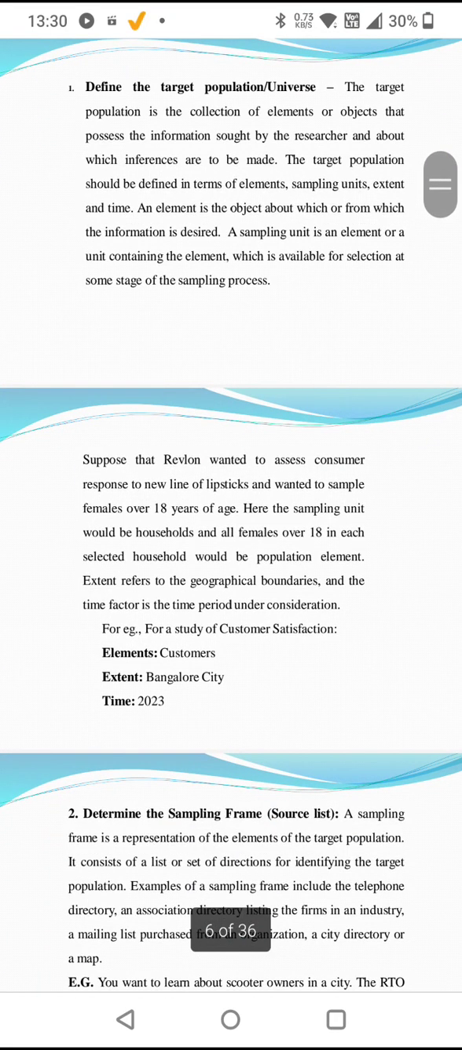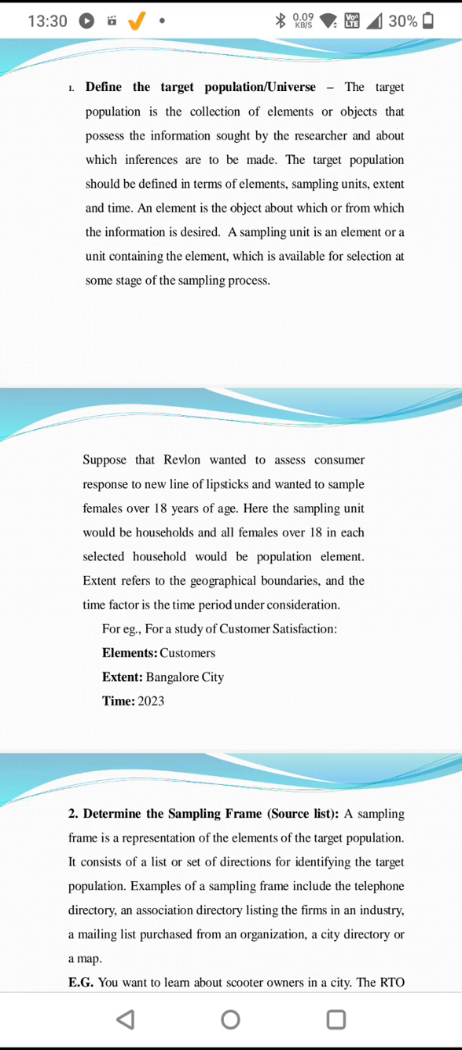And next, see, when you are determining the target population, an element is the object about which or from which the information is derived. So sampling unit is an element or a unit containing the element for which you are going for the sample, right? And it should be defined in terms of elements, sampling units, extent and time.